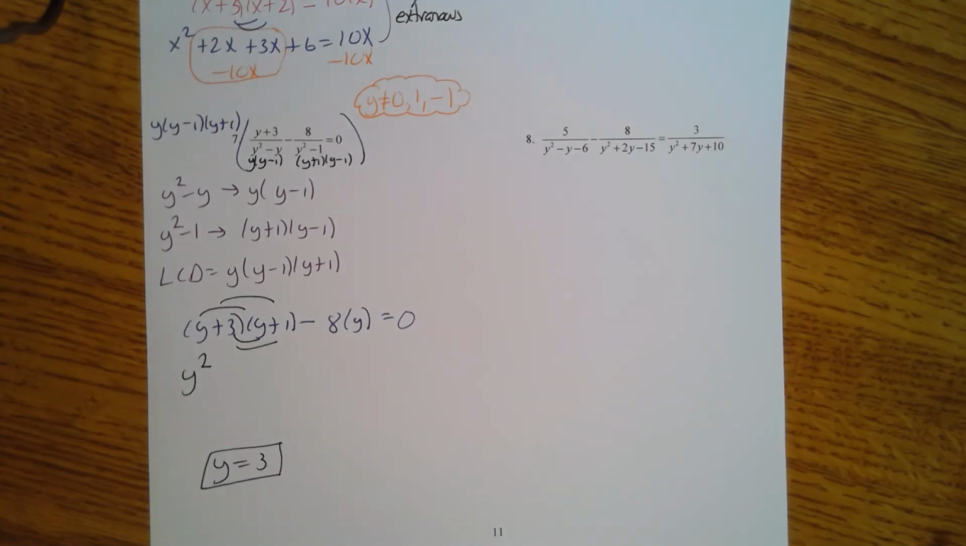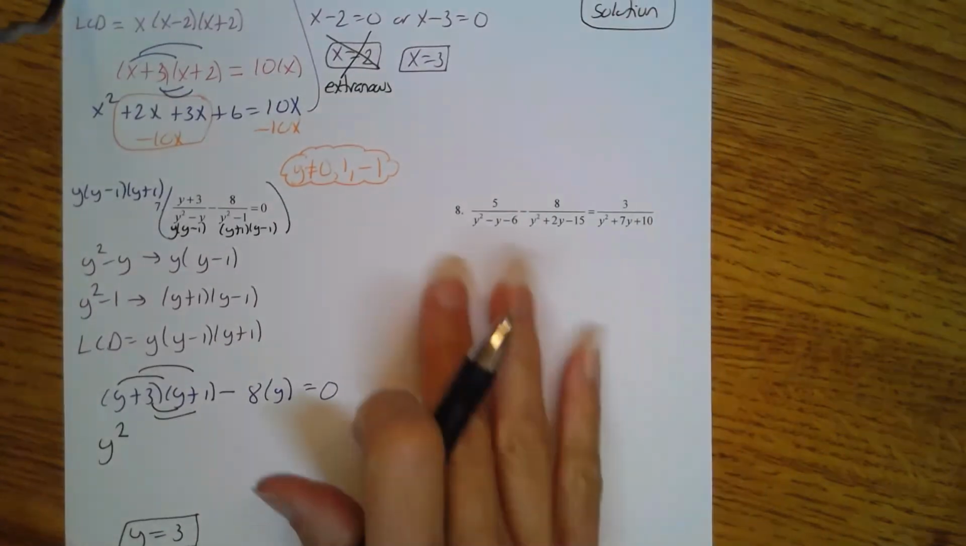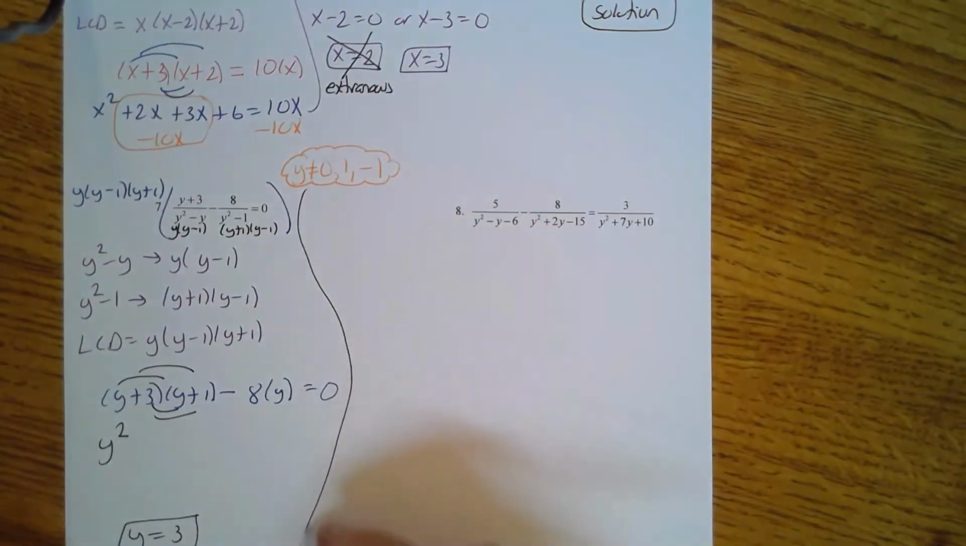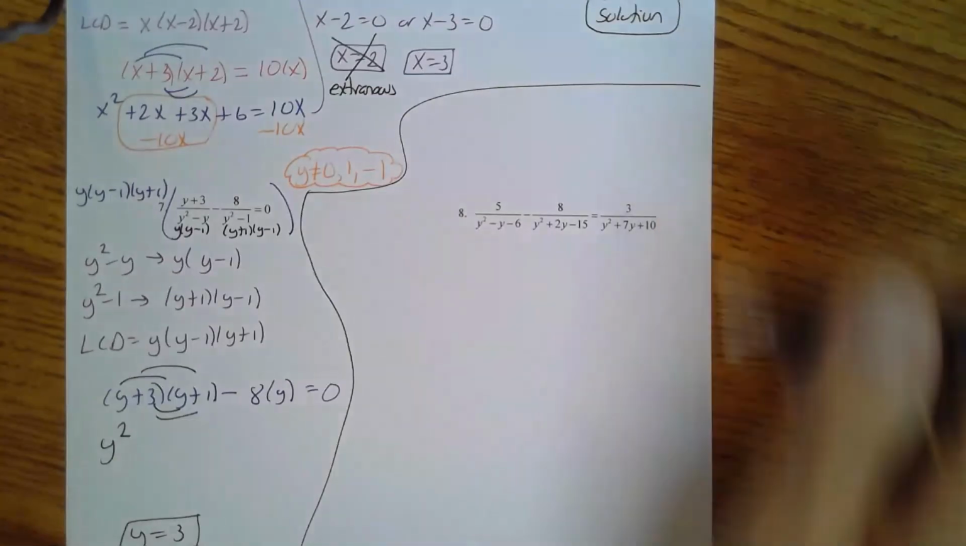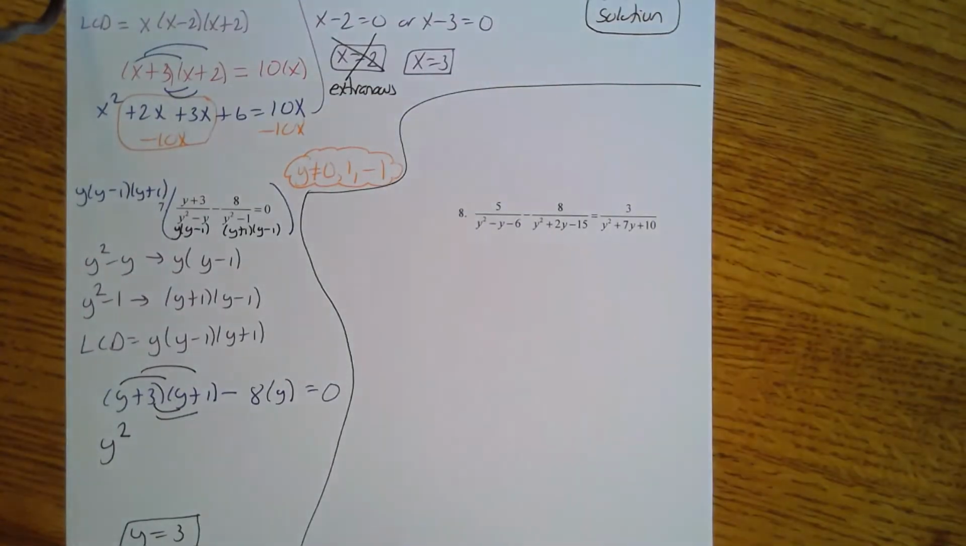All right, so let's try number 8 together. So on number 8, we're going to have to find the LCD, and it looks like it might be kind of a long one. So I'm going to try and do some more challenging ones with you. Hopefully you can finish the ones that we started.